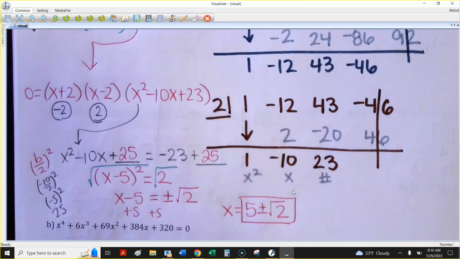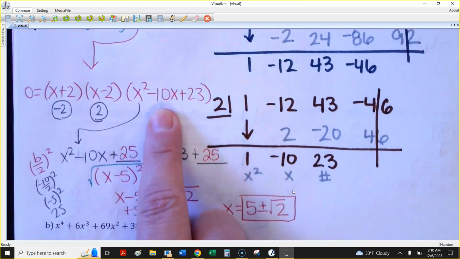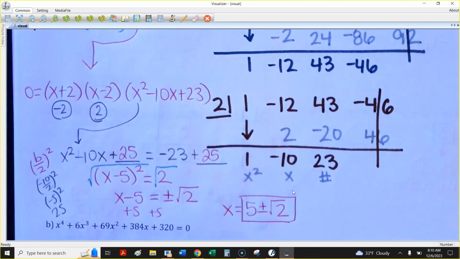So then you've got 2 options. You can always use the quadratic formula. If your b value in there is even, you may want to complete the square, whatever's easier for you.